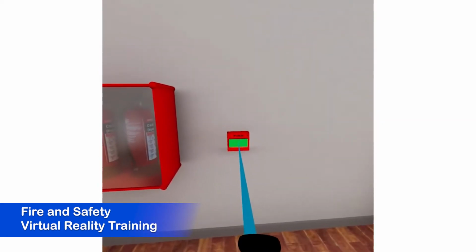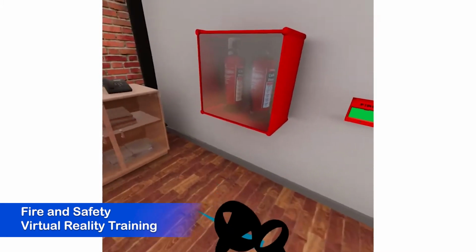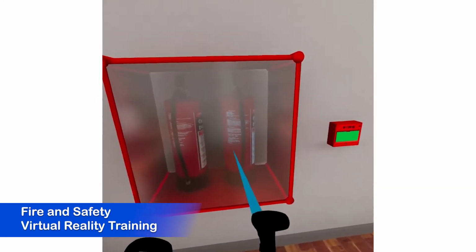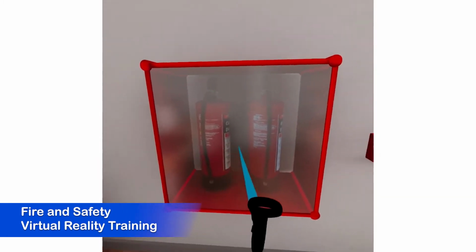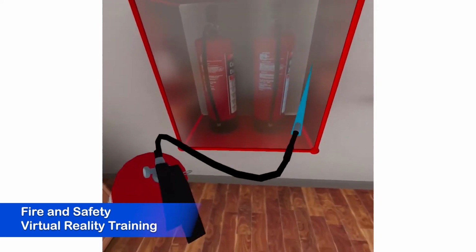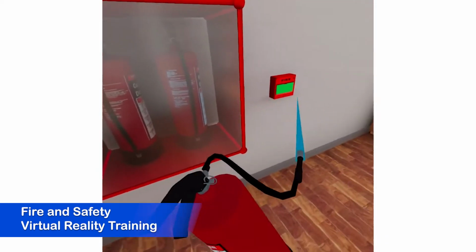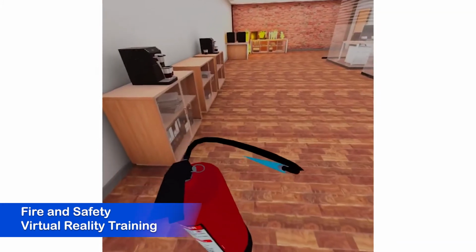And after the alarm, let's grab the fire extinguisher. Here the fire has spread to the metal stuff, so pick up an appropriate fire extinguisher. Remember PASS: Pull the pin, aim at the base, squeeze the trigger, and sweep.